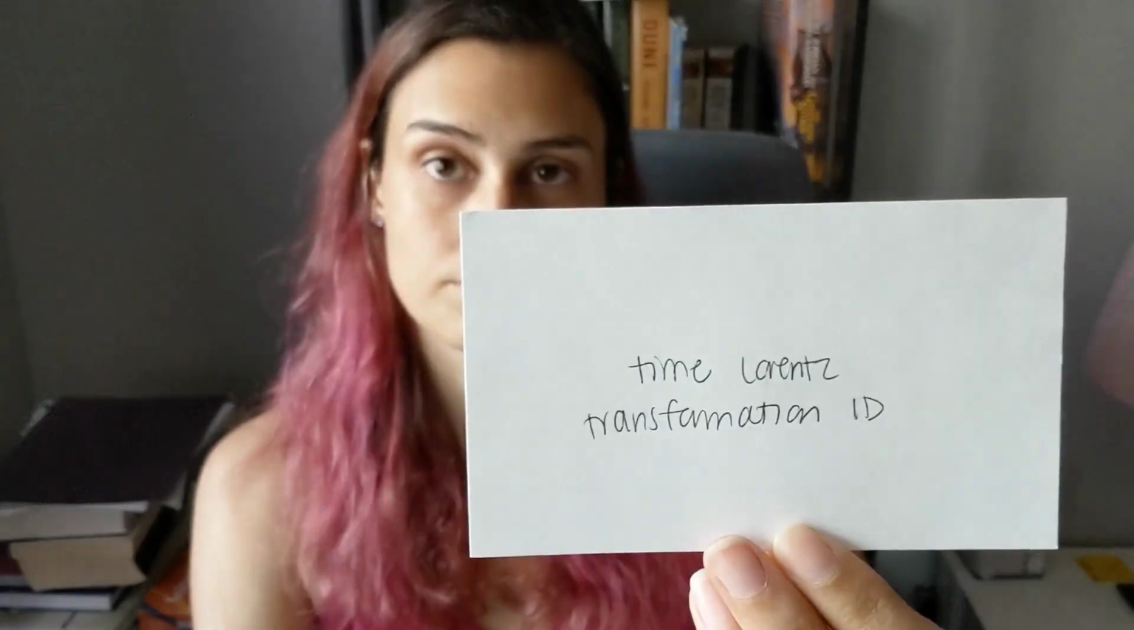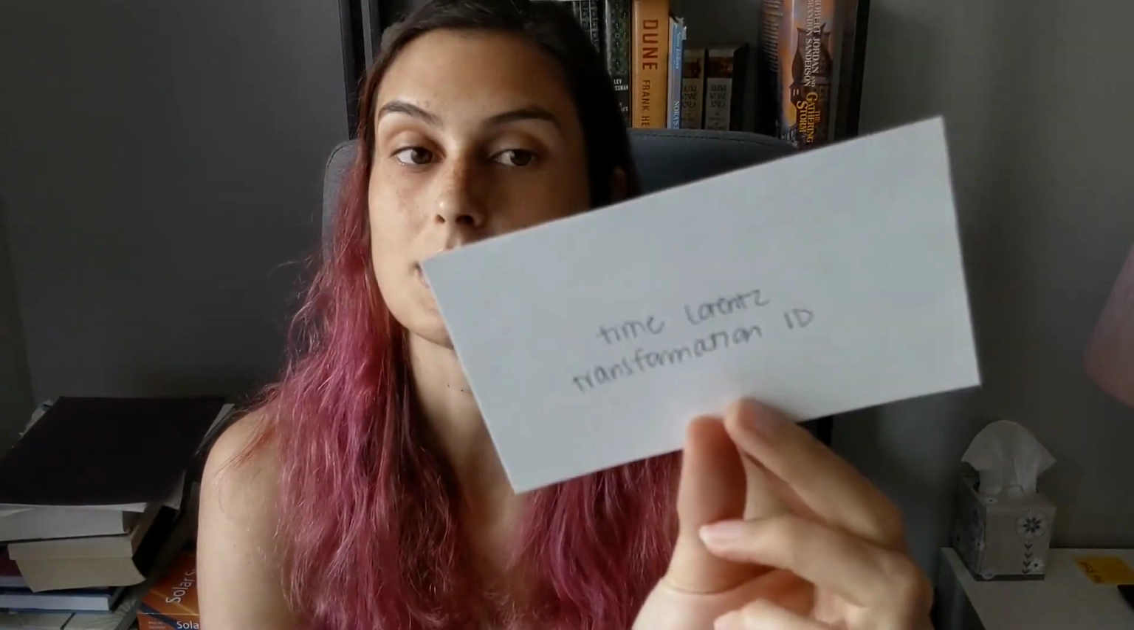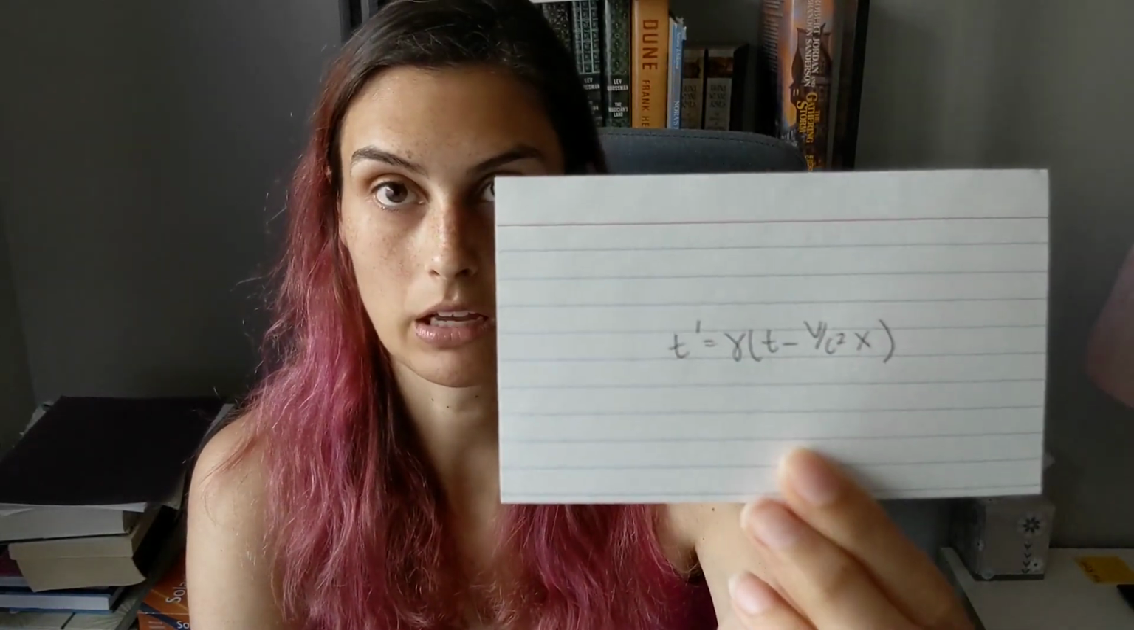Lorentz time transformation in one dimension. It says that t prime equals gamma times t minus v over c squared x. It's a little bit more complicated.